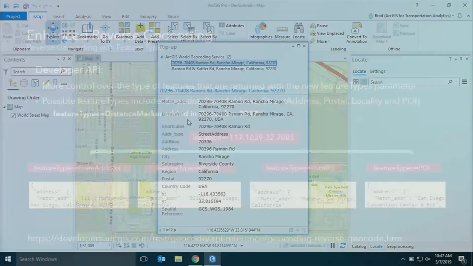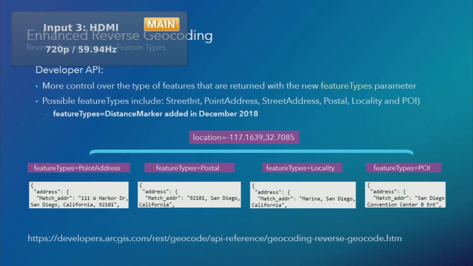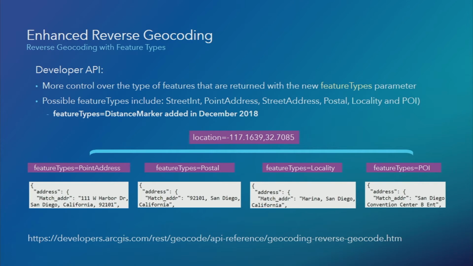Okay. So Brad showed you an experience where you can pass in a location and we give you back the best type of result based on that location. But if you want the capability to always return a specific type of result, so if you're building an application where you're always looking for the closest address, we now have a way to specify what type of result you'd like to get back from reverse geocoding. And so we've added this new way to pass in a feature type for a reverse geocoding request.